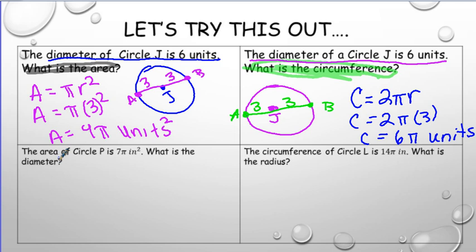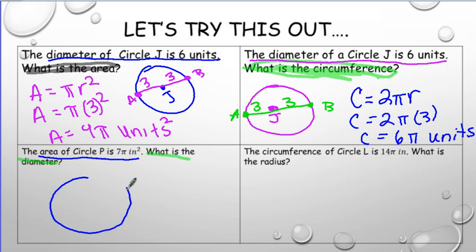Okay, so now I'm going to go to the next one. It says the area of circle P is 7 pi inches squared. What is the diameter? So I am going to highlight what it's asking me to solve for, and that is what is the diameter. And I'm going to underline what it gave me, and I'm going to draw my picture.